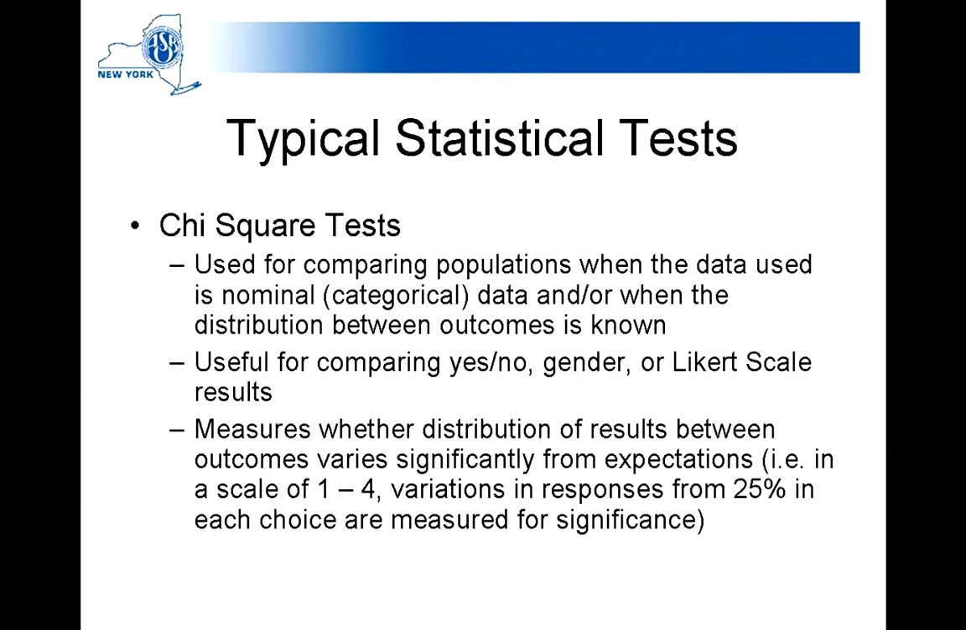Another one that we will tend to use actually fairly frequently in schools are referred to as chi-square tests. And where they tend to be used is if you're trying to compare data that's not a measurable number. I refer to here as nominal or categorical, or when the distribution between the outcomes is unknown. So examples, we do a survey and we have answers like yes, no, or we have a gender, is someone male, female, or Likert scale type responses where I ask someone to rate something on a scale of 1 to 5 or 1 to 3 or whatever.